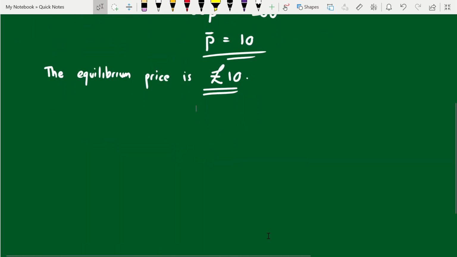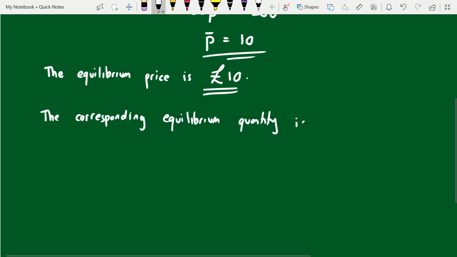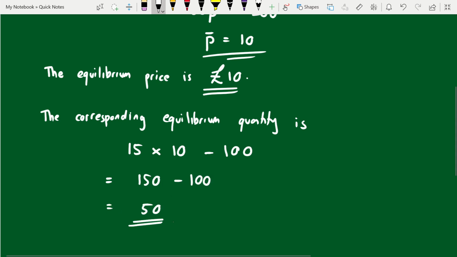So in this particular case we would have the corresponding equilibrium quantity of the commodity. Equilibrium quantity is, and we can take either of the two equations. Let's just take the first one: 15 times P bar, which is 10, minus 100, that's simply equal to 150 minus 100, which is otherwise known as 50. And we could, for instance, say units afterwards. Units of something, we don't really know what it is in this question, but 50 it is.